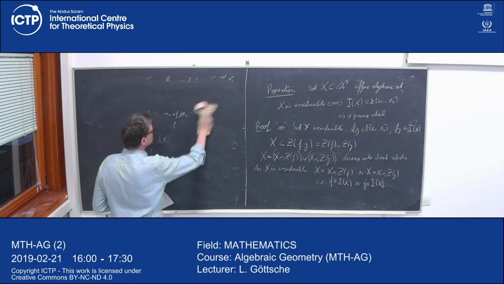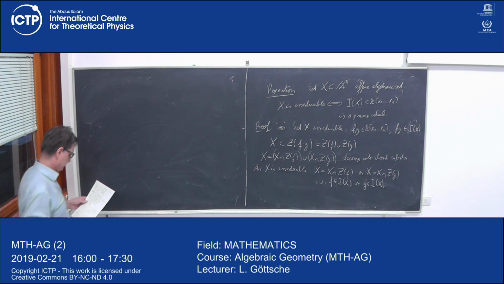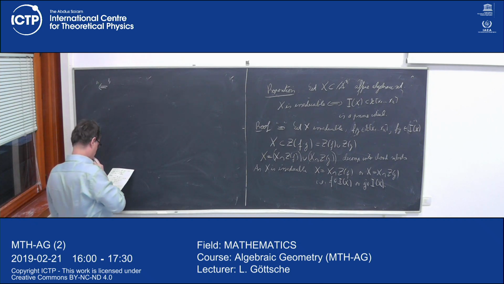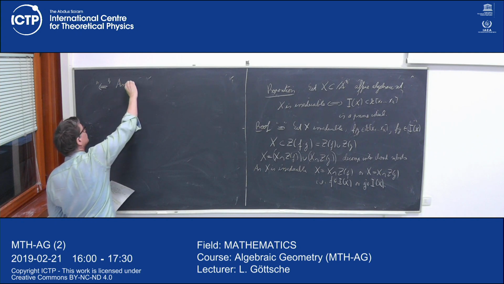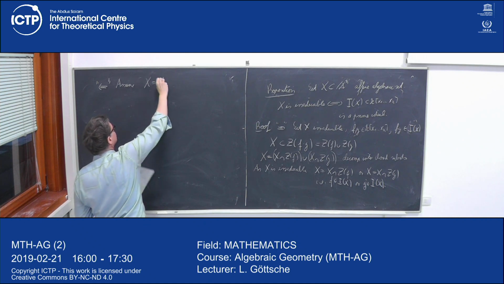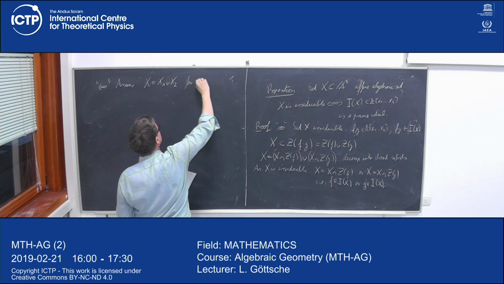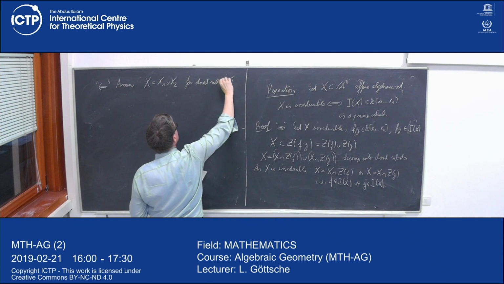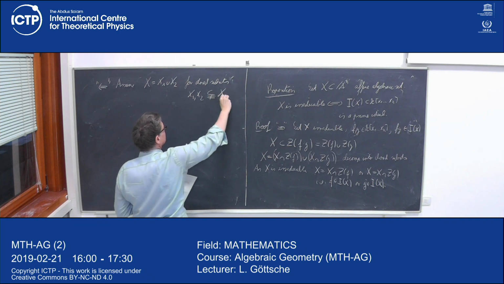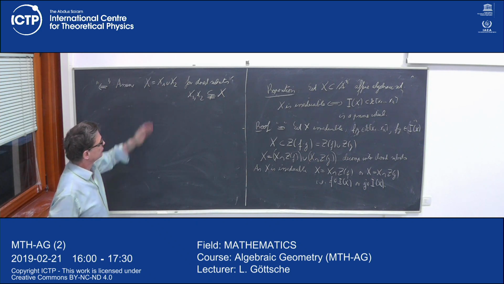Now the other direction is about as simple. We do it by contraposition, so we assume that X is not irreducible, and we have to show that we are not dealing with a prime ideal. So assume X is equal to X1 union X2 for closed subsets X1, X2 which are both strictly contained in X. So this says that X is reducible.